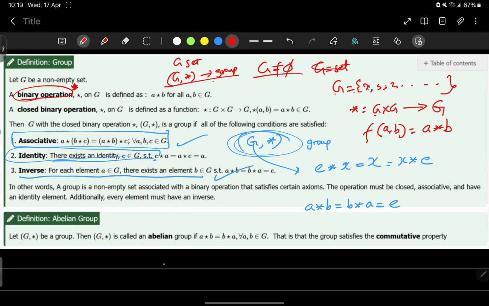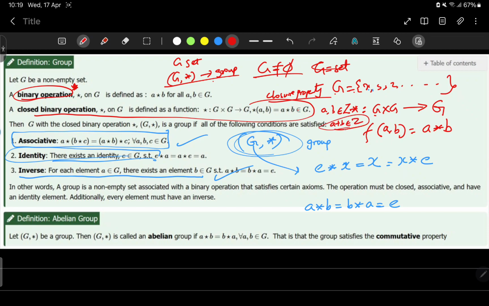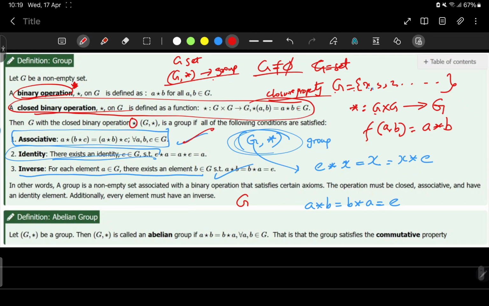If you closely observe, the closed binary operation is nothing but the closure property. You learned about the closure property as small kids: if a comma b belongs to the integers Z, then a plus b also belongs to Z. That is called the closure property. Like that, another name here is the closed binary operation. So basically a set which satisfies all these properties should be closed under this operation star, associative, and there exists an identity element.